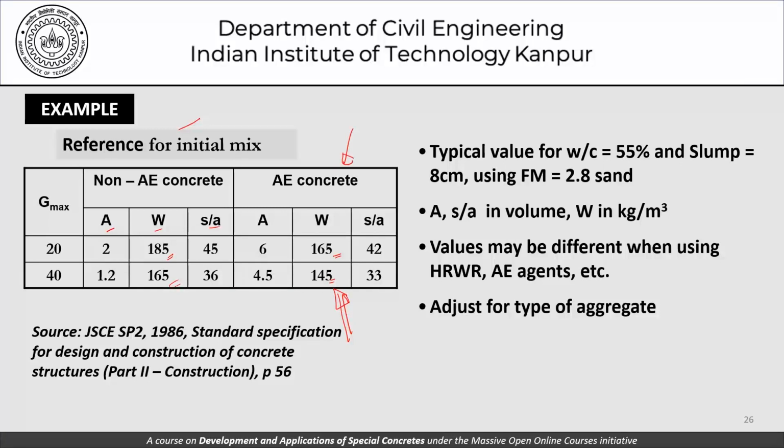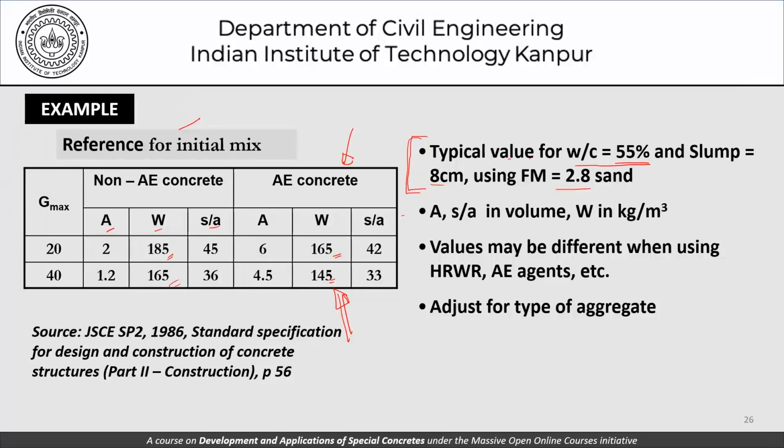These mixes or these values are for a typical value of water cement ratio being 55%, slump being 8 centimeters, and the FM of sand being 2.8. Using this as the base, we are expected to design our concrete mixes. If we require a different slump, we change these values. If we require a different water cement ratio, we change these values. How that change is to be done is something which we will surely see.